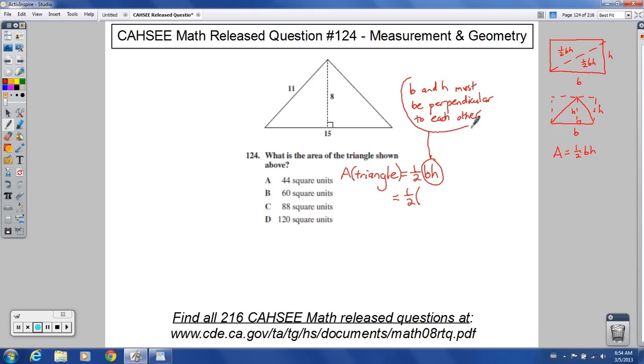So we look for perpendicular parts to each other, and that would be the 15 and the 8. The 11 is just extra information. They're trying to throw you off with that here. So my base would be 15. My height perpendicular to that base would be 8. Now I can do half of 8 instead of half of 15 first. It's all multiplication, so I can pick the order that I want to go in. 1/2 of 8 is 4, and 4 times 15 is 60. So you have 60 square units, or 60 units squared is another way to say that. And that is choice B. So number 124, choice B.